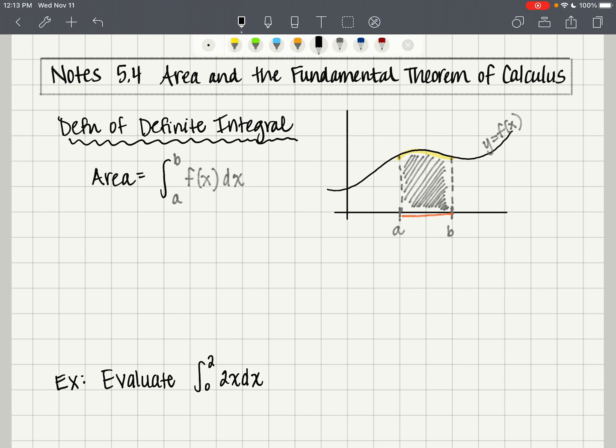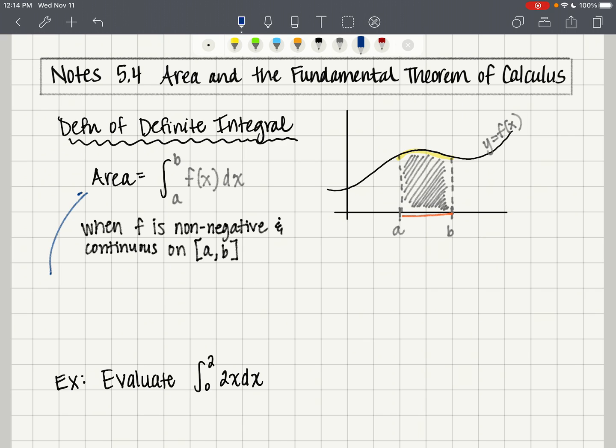And this is true when f is non-negative, meaning that the graph is sitting above the x-axis, and it must be continuous. So we can't have any breaks underneath that portion of the curve. The portion of this curve has no breaks where I've highlighted it in yellow. So it's continuous on that portion of the curve from a to b.